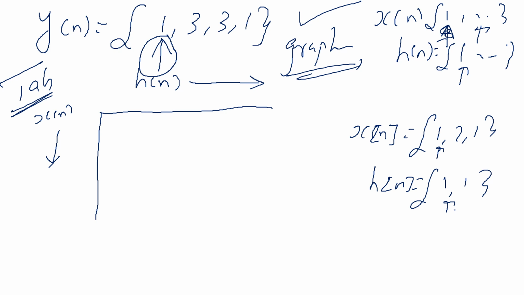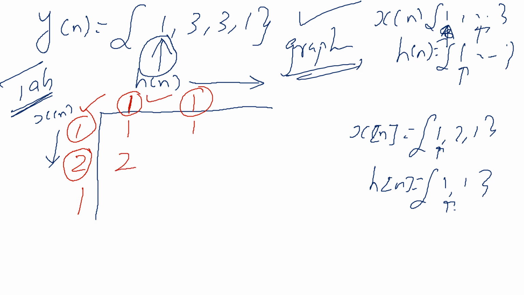So h of n I can write like this, 1, 1. Shall we write in some other color? Yes, 1, and 1, 2, 1 should be written like this. Just draw a table and write it like this. Then 1 into 1, the value is 1. Again 1 into 1, the value is 1. Then 2 into 1, the value is 2. 2 into 1, the value is 2. 1 into 1, the value is 1. This one is also 1. Simple, right?